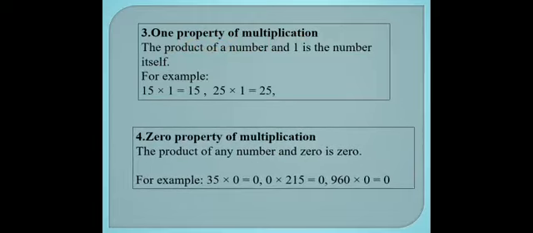Our next property is the zero property of multiplication. It's a very simple property that if you multiply any number by 0, your answer will always be 0. So even if you multiply 35 into 0 or you multiply 0 into 215, either way, the answer will remain 0. Even for a large number, if you multiply by 0, the answer remains 0. So this is known as the zero property of multiplication.